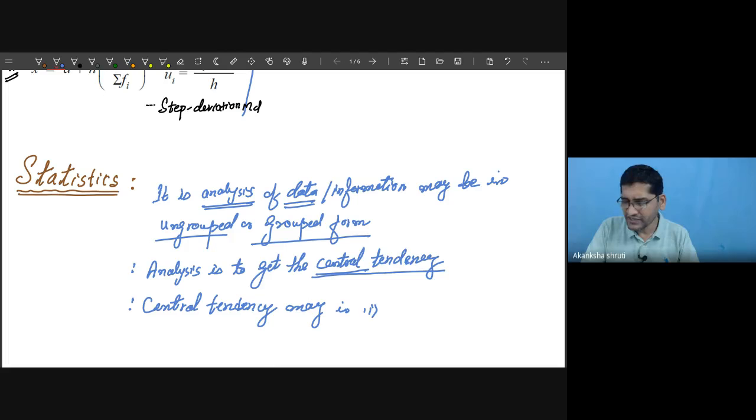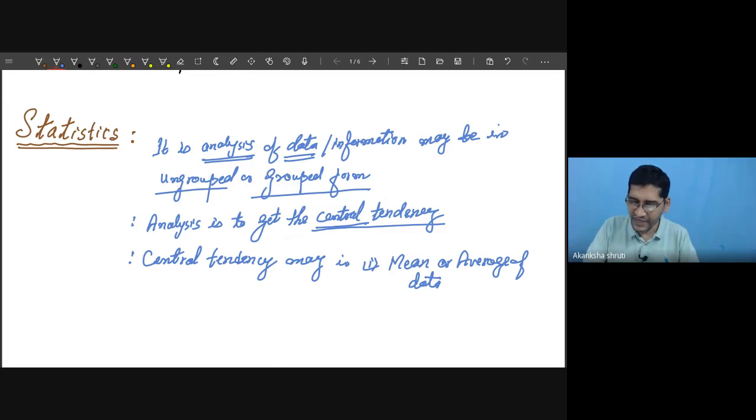The first one is the mean of the data, also called the average of the data. This data may be in the grouped form or ungrouped form, that we will see. So the very first is the mean. What is this mean? How is this mean calculated? Everything we have to learn. So mean or average mean the same thing.